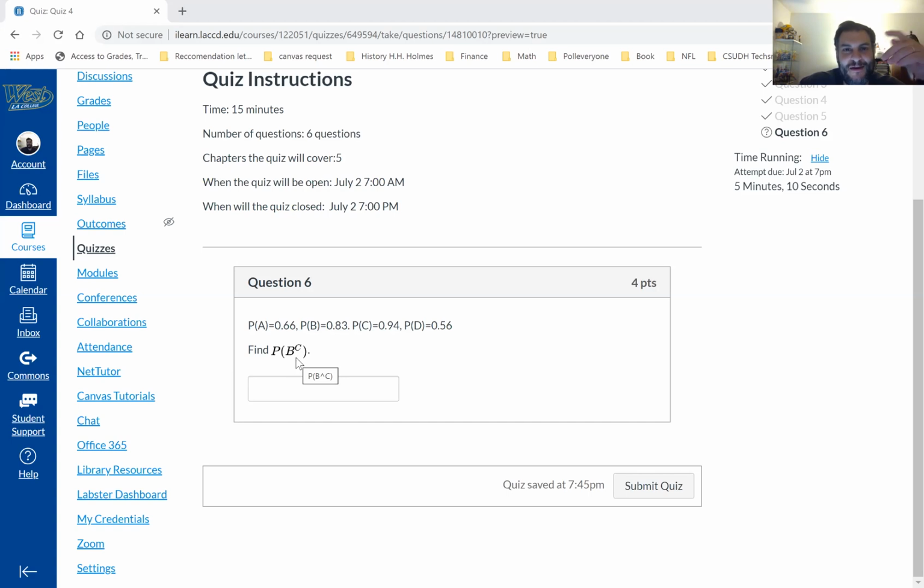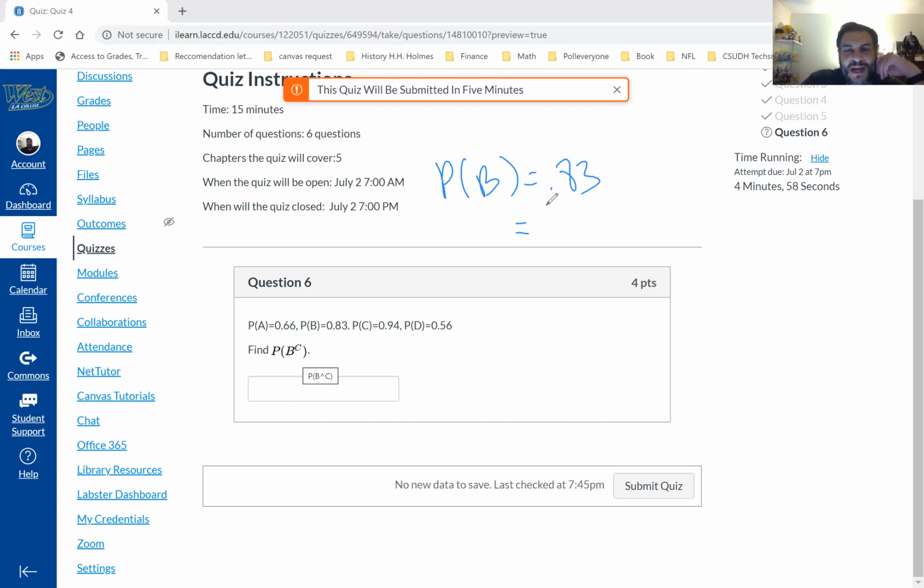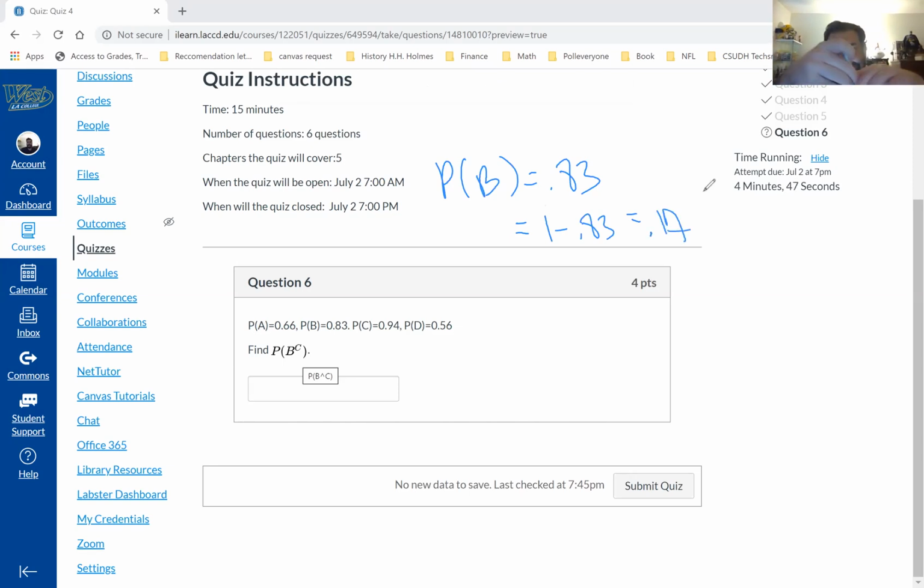If you look at the problem, I give you that the probability of B is equal to 0.83. If I want to find the complement of B, you do 1 minus 0.83, and you get 0.17. And that was the answer for the final question.